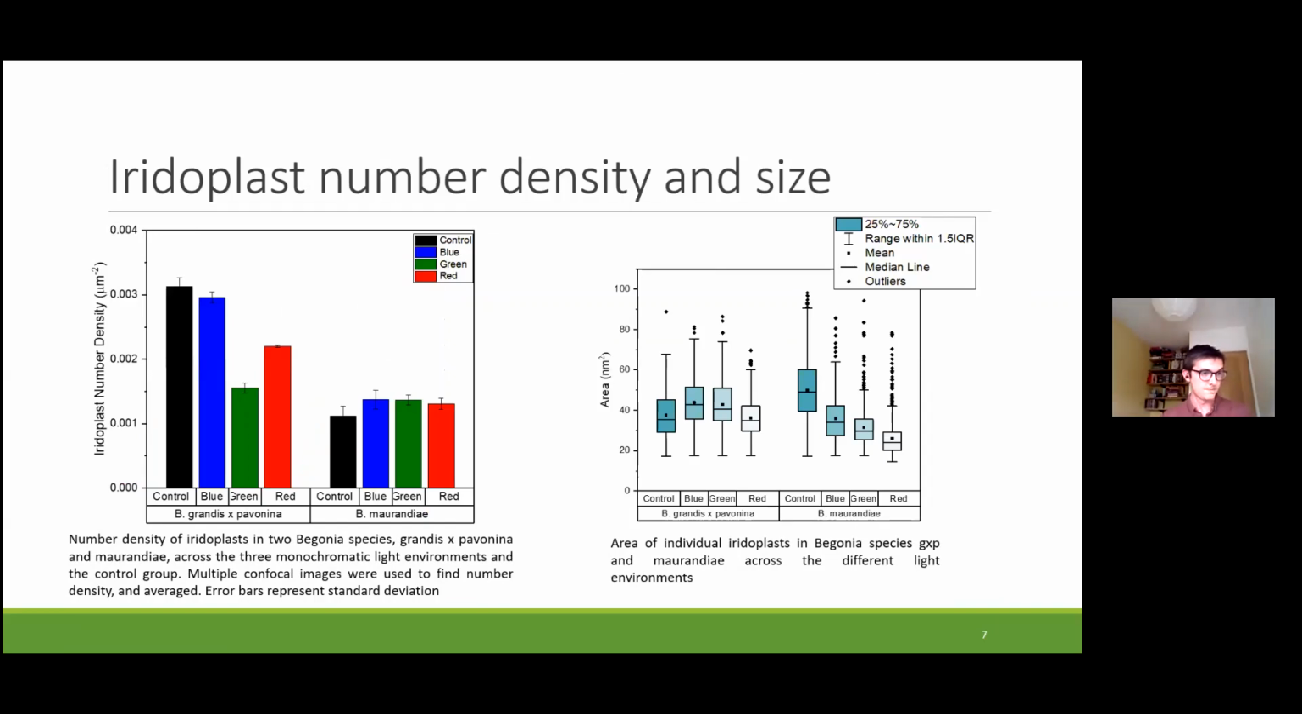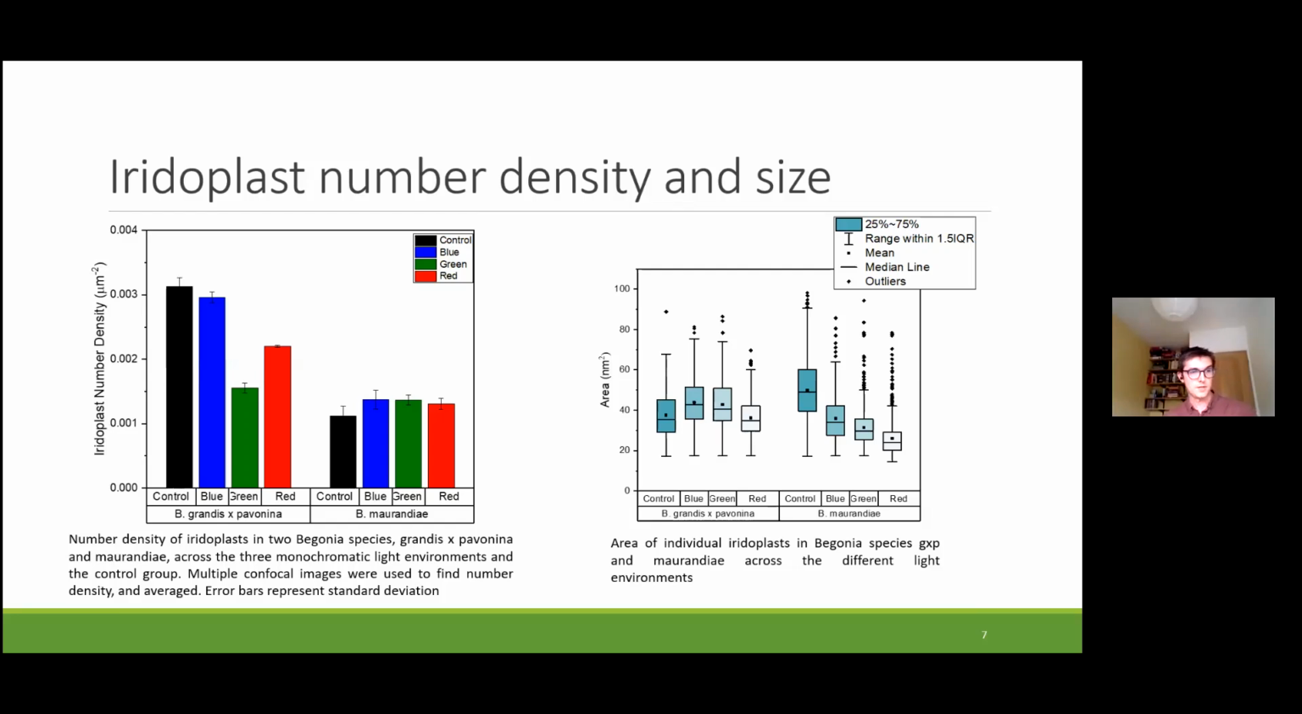In general, it was much greater for one species, Grandis cross Pavonina, than for this other species, Morandiae, and this can be seen in the figure on the left. This shouldn't be very surprising, because the crossed species in GXP, Grandis and Pavonina, were selected because they display a large number of iridoplasts and very reflective iridoplasts, respectively. This was the cross species used in the paper that I showed figures from earlier, and it's the standard blue reflecting iridoplast begonia that we use at the moment.